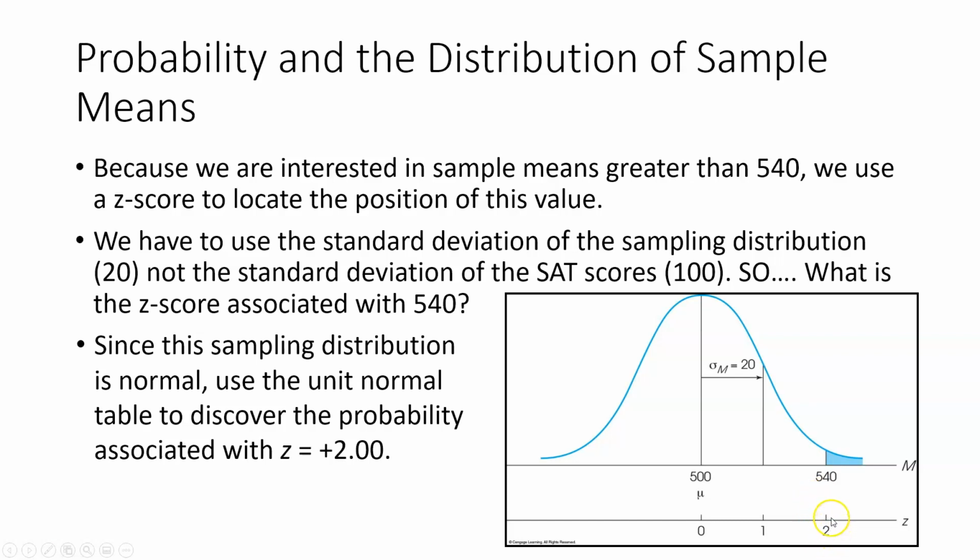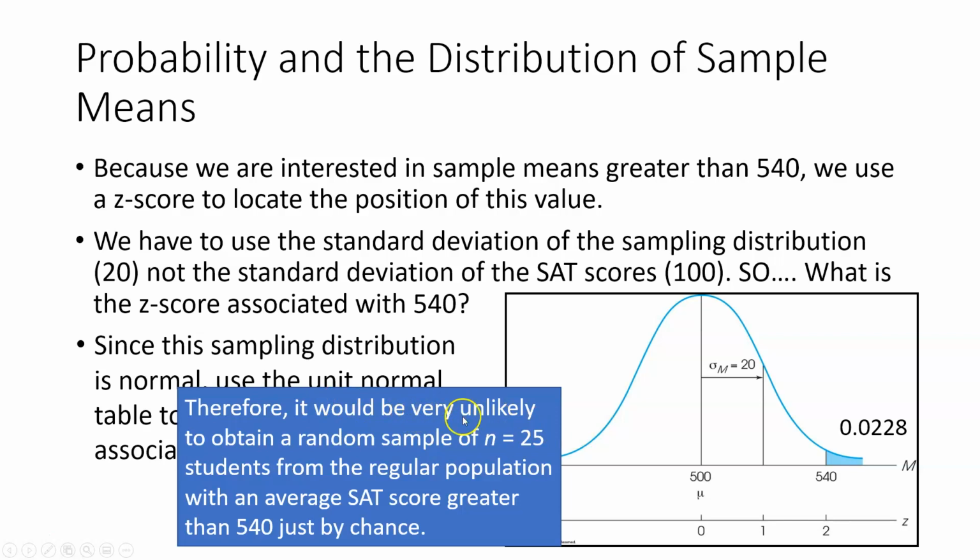So please pause the video, go to your table B.1, your unit normal table, and figure out what is the percentage of scores that is higher than a z of 2, which is equivalent to the score of 540. Percentage higher than a z of 2. You should have discovered that it was 2.28%.